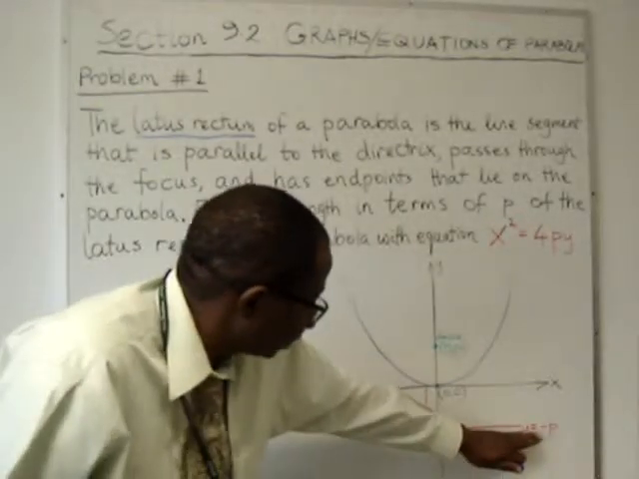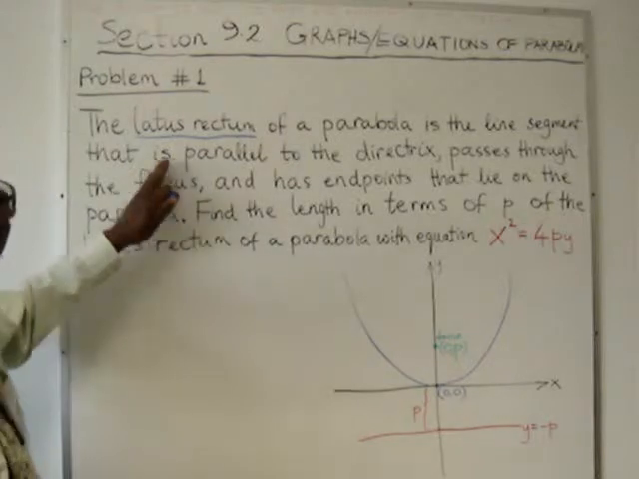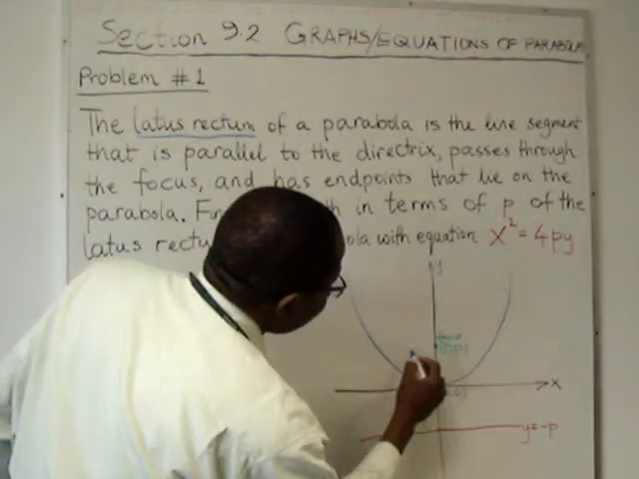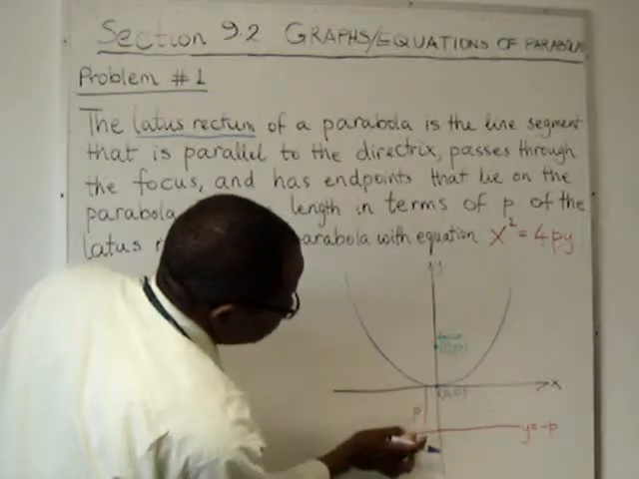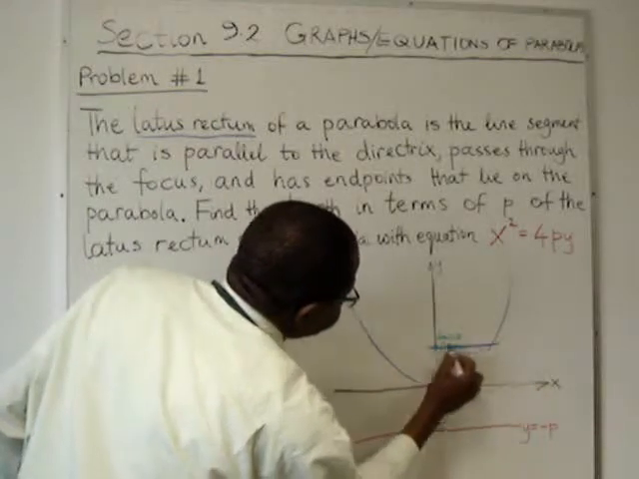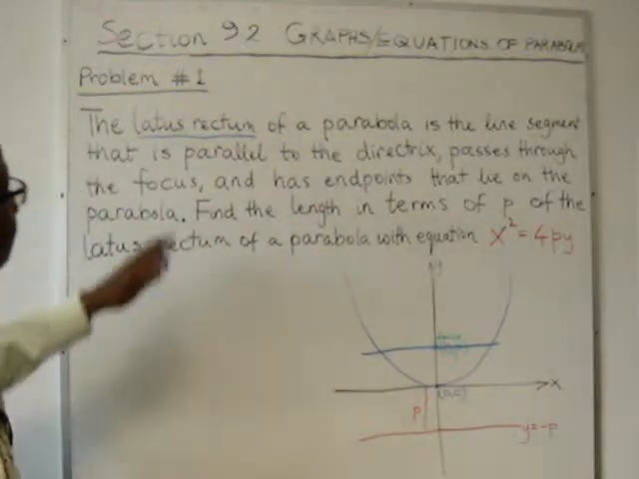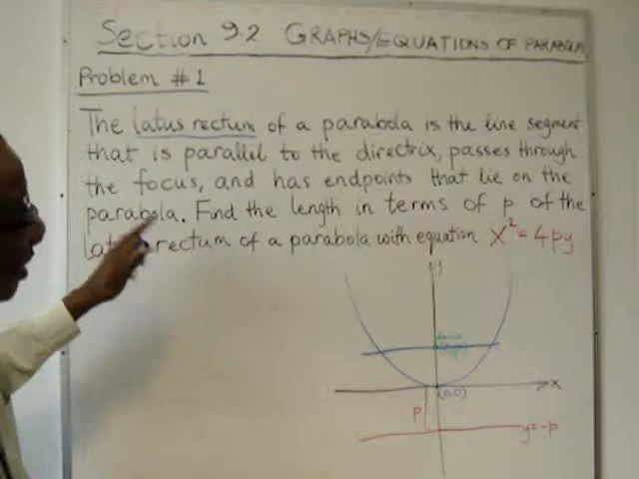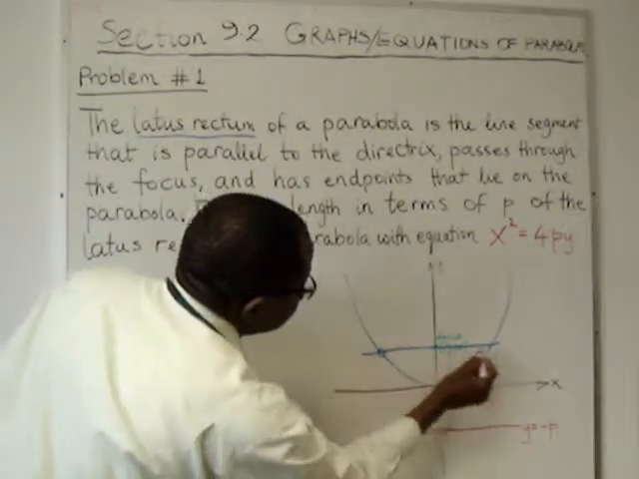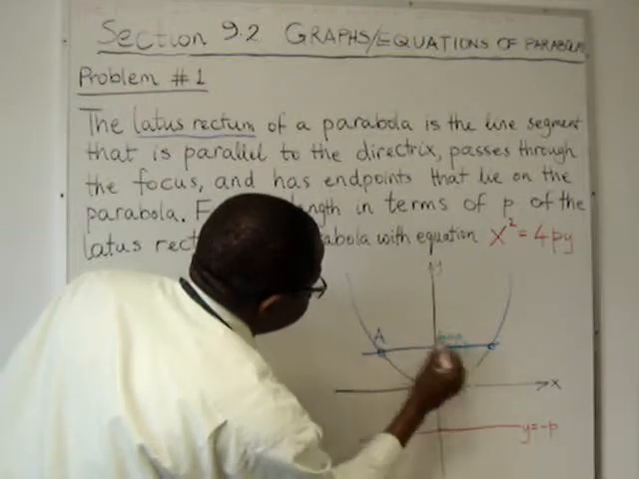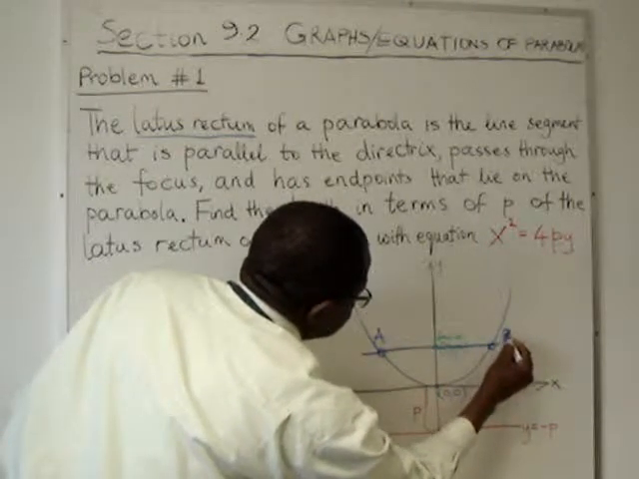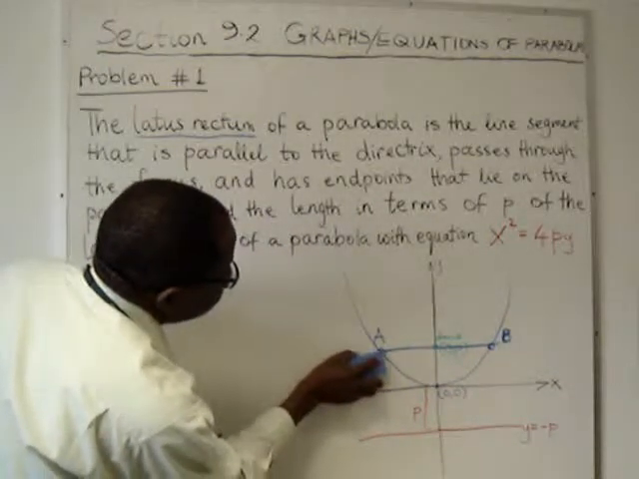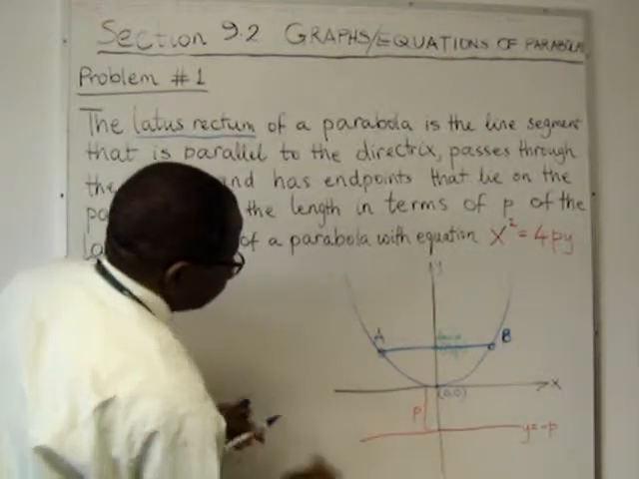So you know that's the directrix, right? So the latus rectum is parallel to the directrix, passes through the focus. So that already tells us we know that line passes through the focus and is parallel to this. So we can draw it. That's the line. Okay? Passes through the focus and has endpoints that lie on the parabola. Well done. So on the parabola, A, B. So that line segment AB is the latus rectum.